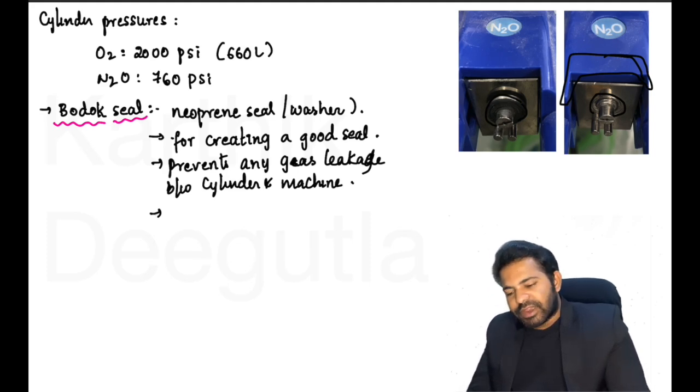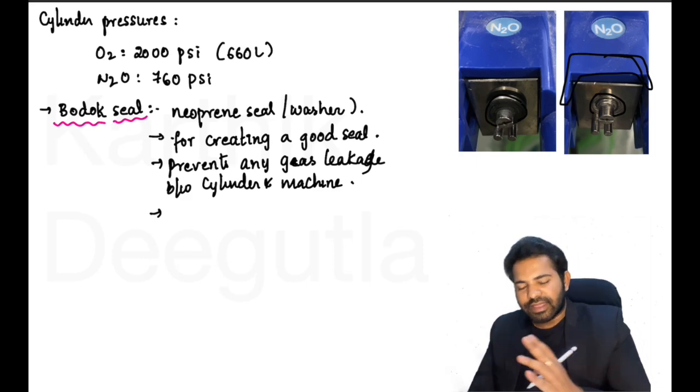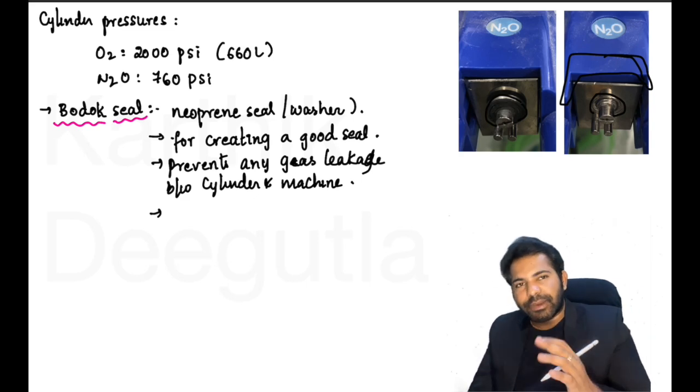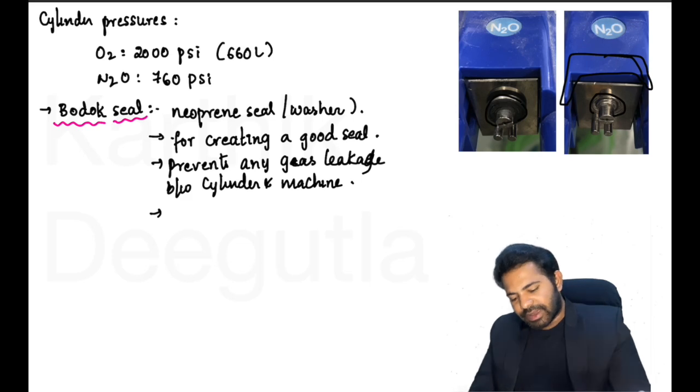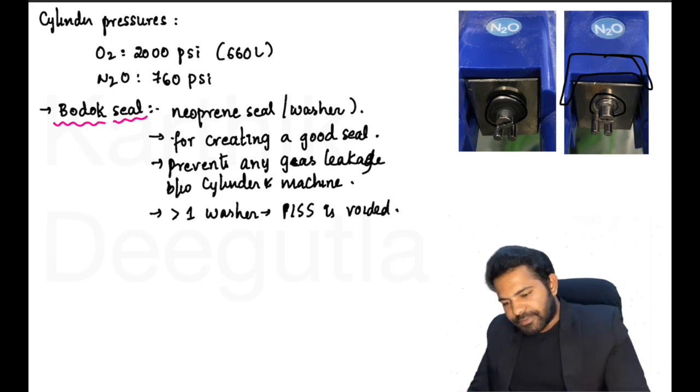But the problem is when you put more than one washer, or you don't put any washer, then there is a chance of the pin index system, the safety mechanism, being voided. When you use more than one washer, the safety mechanism of the pin index system is lost. Alright. Then what are the other components?